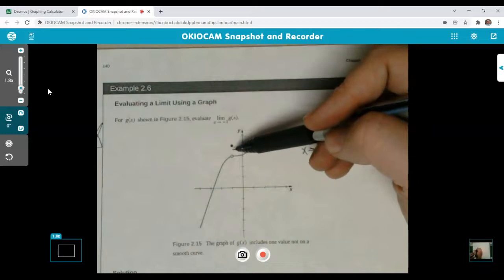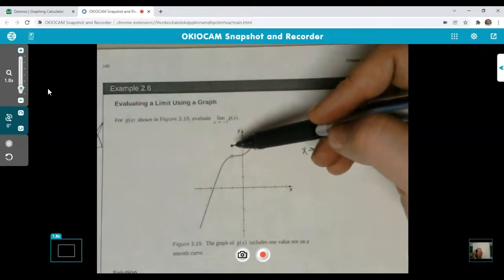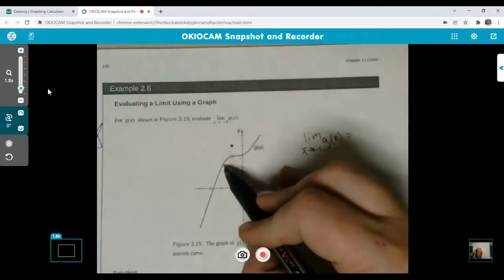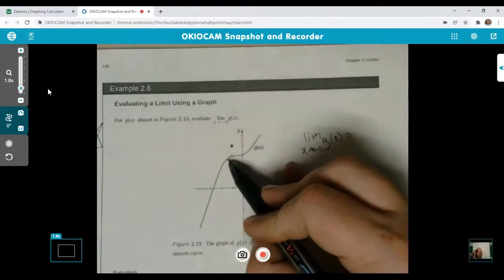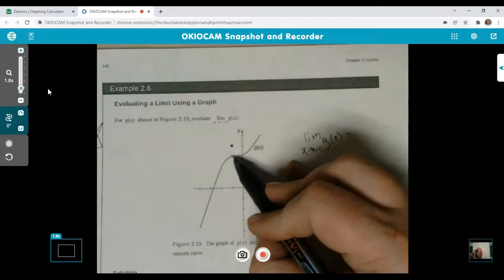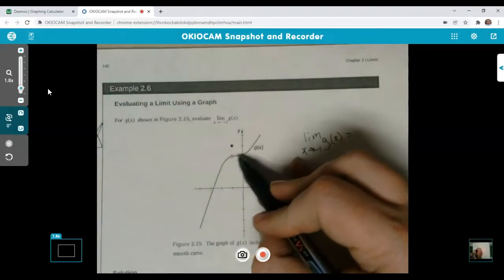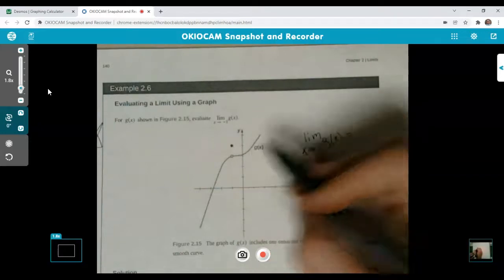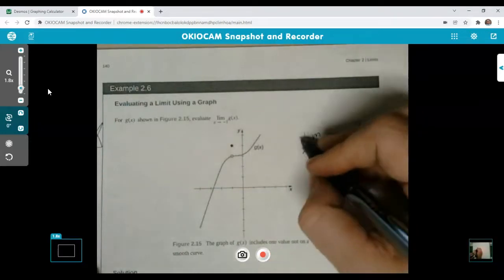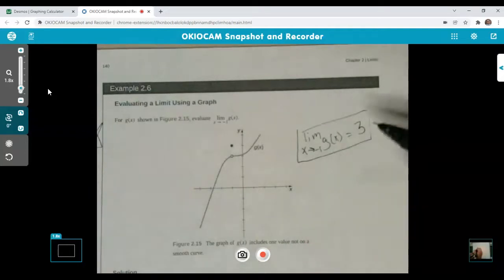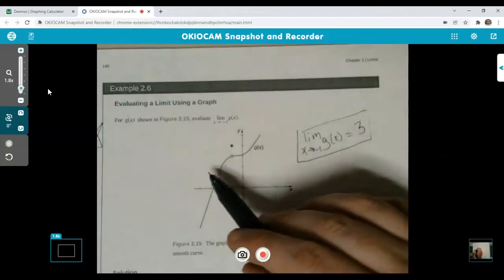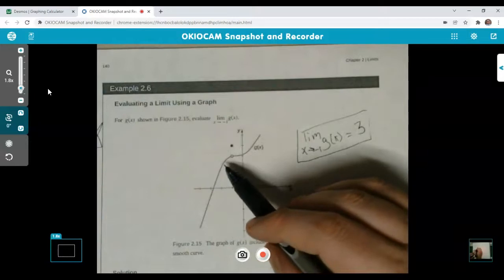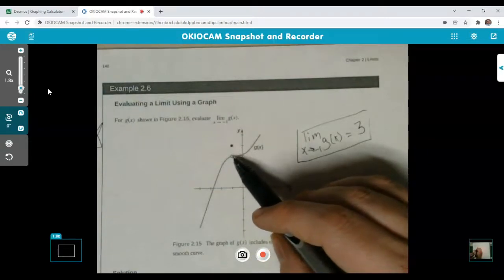But be careful there. What I'm wanting to know is what happens as x gets close to that, right? As x gets really close to negative 1, it's getting closer to this point. So I'm looking at this point. The y value there is 1, 2, 3. So the limit is equal to 3. Again, because I want to know what happens as x gets close to that point, right? So it's getting closer to this point. So it's equal to 3.